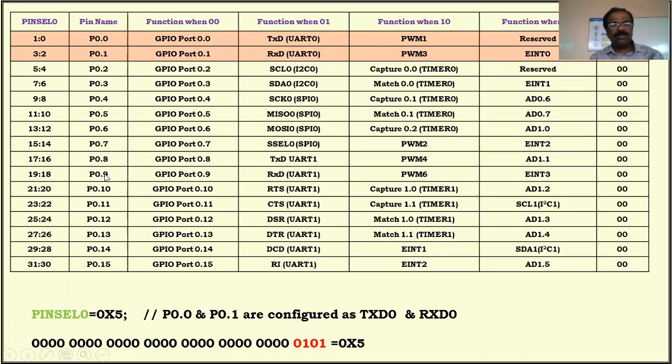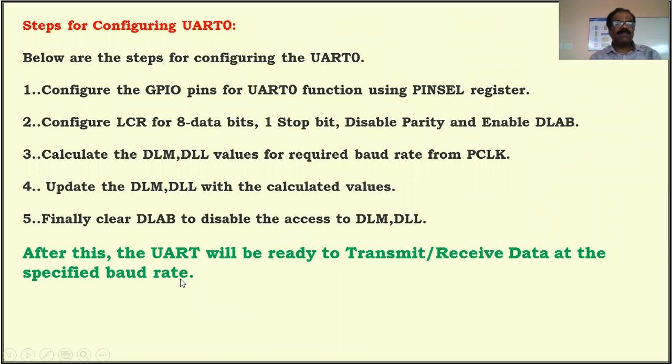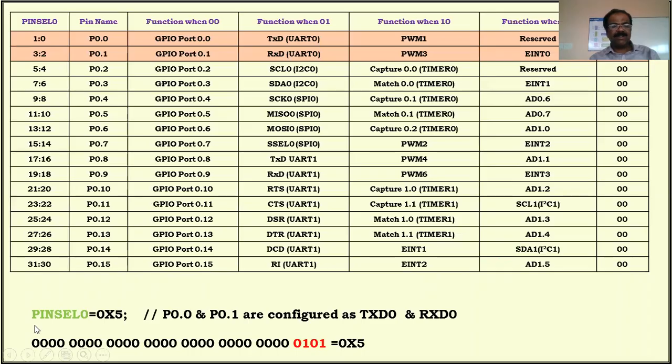So according to our hardware, our board LPC2148 microcontroller, as per the manufacturer specification, they are using UART 0. Accordingly, we have to configure. It's very, very important. Okay, that is step number 1 is over. Configure the GPIO pins for UART 0 function using pin select register. You have to write this statement. Once you execute this statement, it's going to configure P0.0 as transmit data line and P0.1 as receive data line.